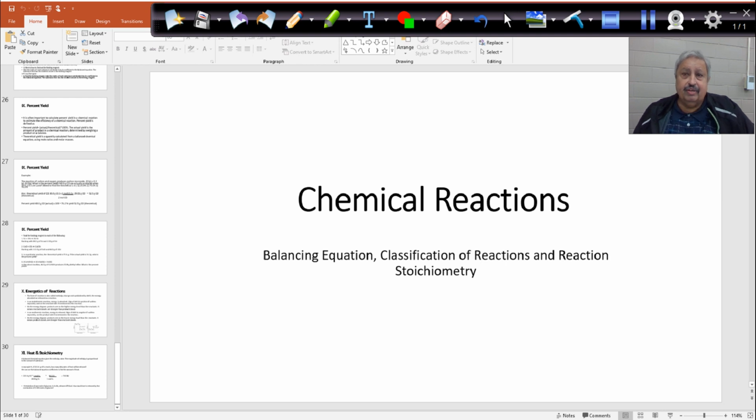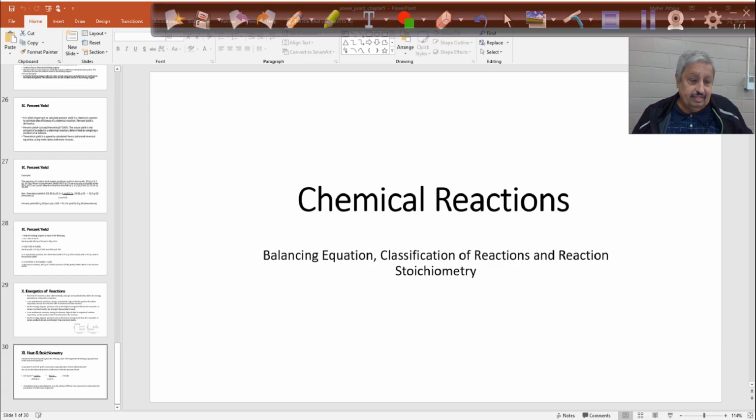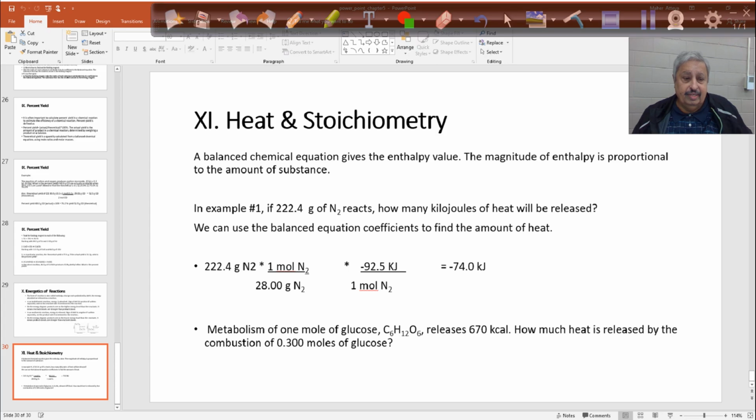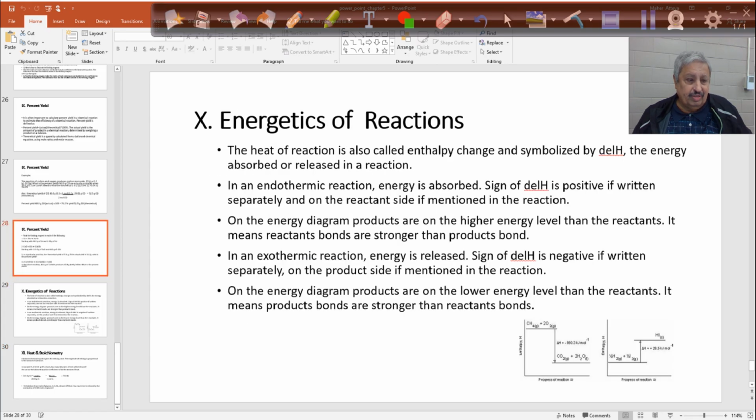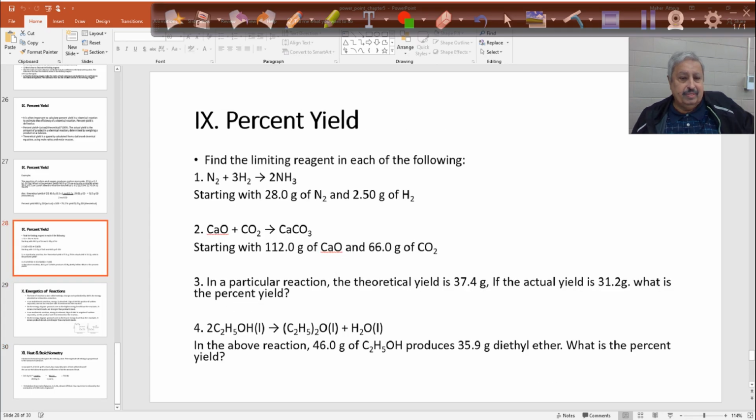This is the end of chapter 5, which is chemical reactions. And the last topic was... we'll not take the heat or something. We'll take most probably the percentage yield. We talked about the heat, exothermic, endothermic. But the main thing is how to calculate the percentage yield.